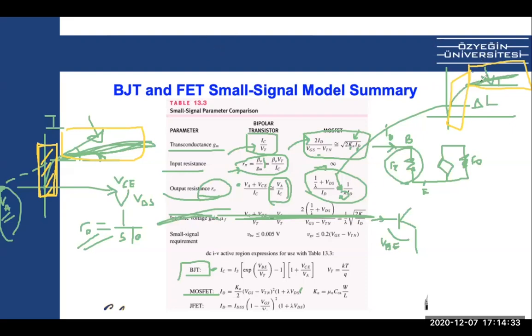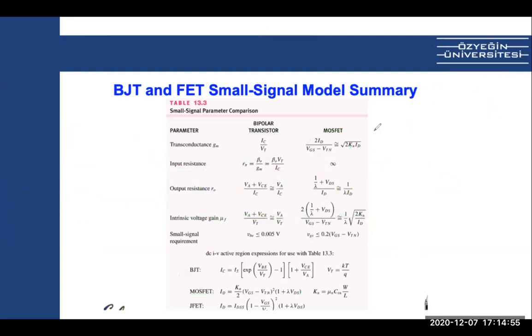Because this is where your gain is constant, except for the non-ideal effect that your current goes slightly high, right? That's called channel length modulation in the NMOS. That's called the Early effect in the BJT. So this slide is a good slide. Try to understand this slide well.